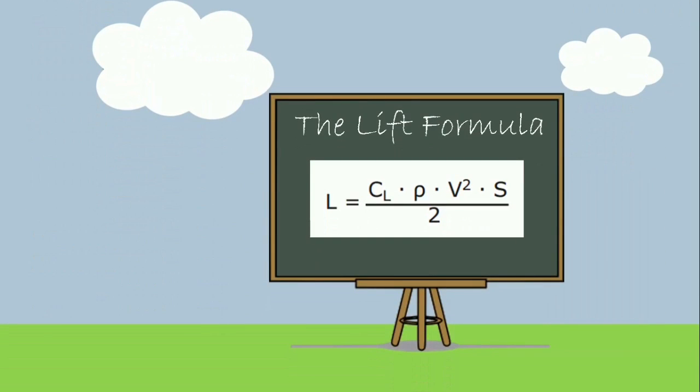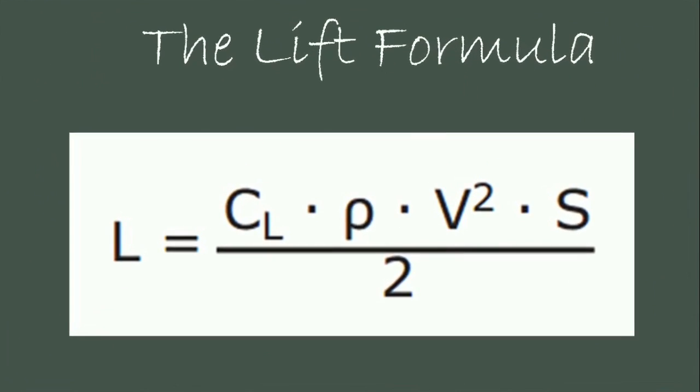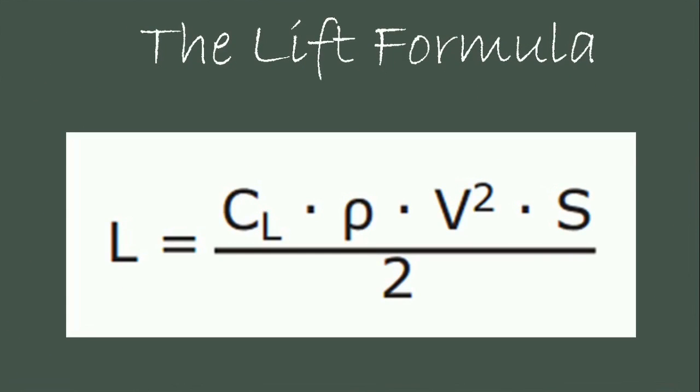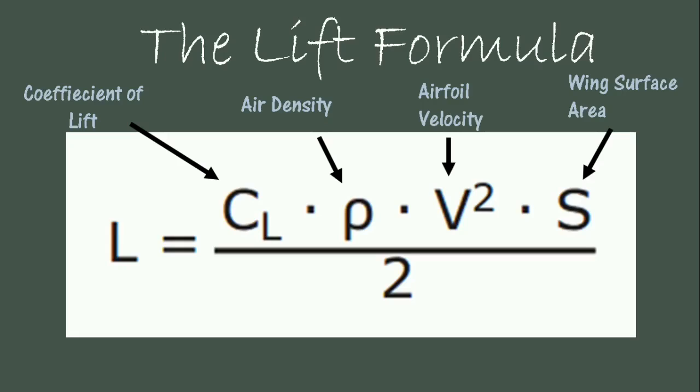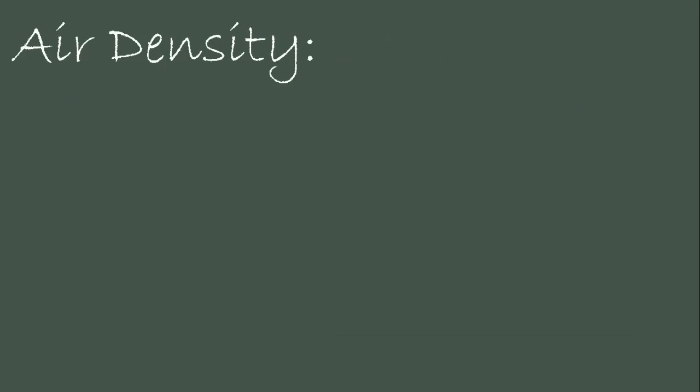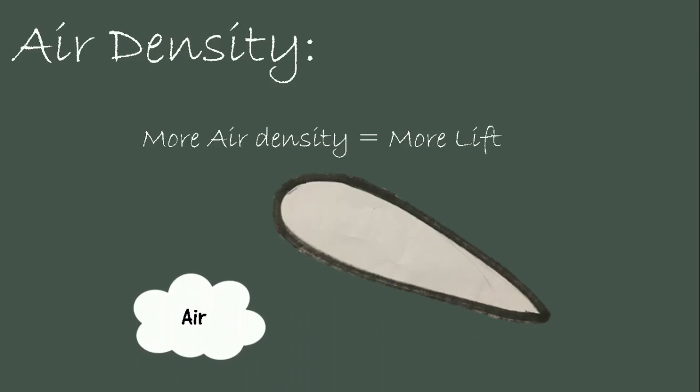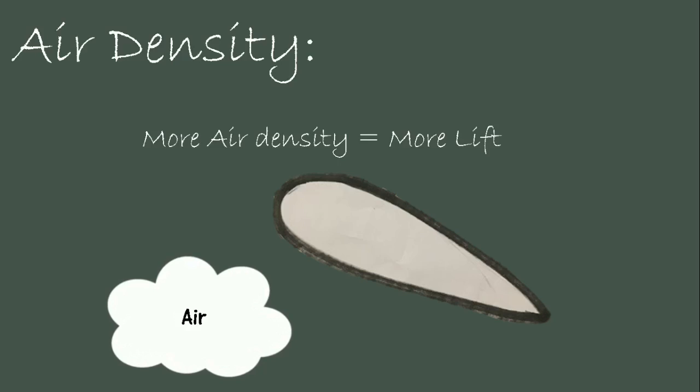Finally, let's head back to the drawing board to find out about the other factors that affect lift. There's an equation for this, which uses 4 variables to determine the lifting force of an airfoil. They are the coefficient of lift, the air density, the airfoil velocity, and the surface area of the wing. Starting with the air density, what this equation tells us is that the more dense the air, the greater the lifting performance. This is because high air density has more air molecules and therefore more collisions with the wing.